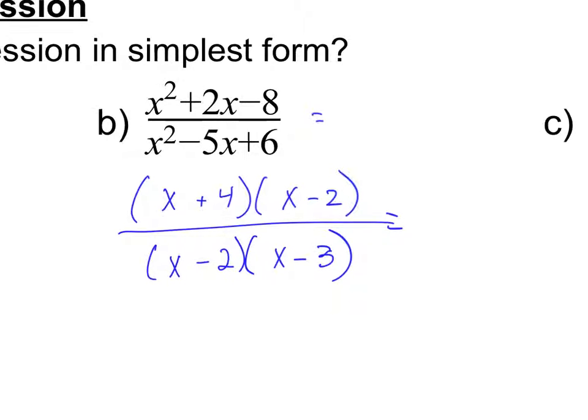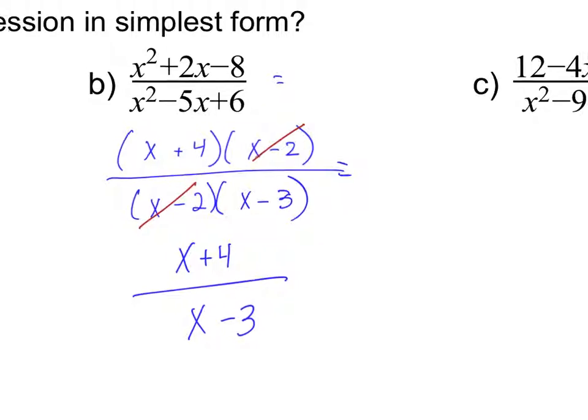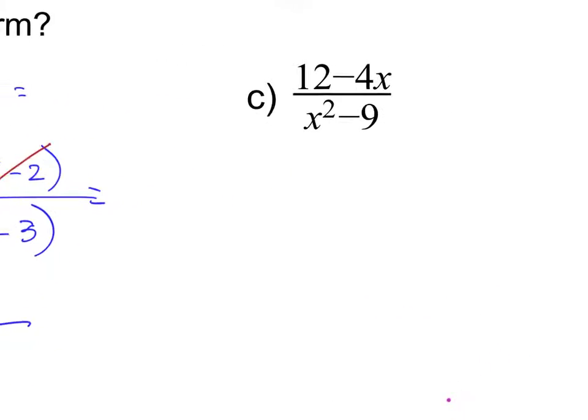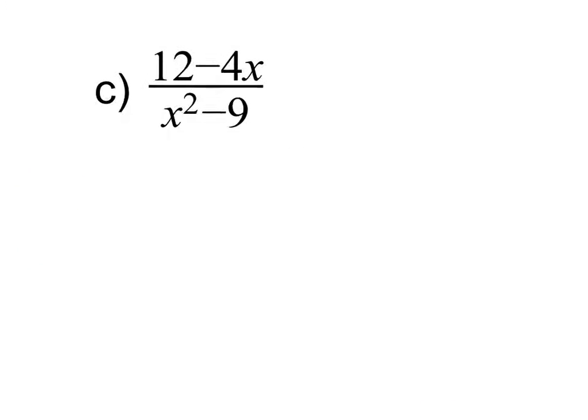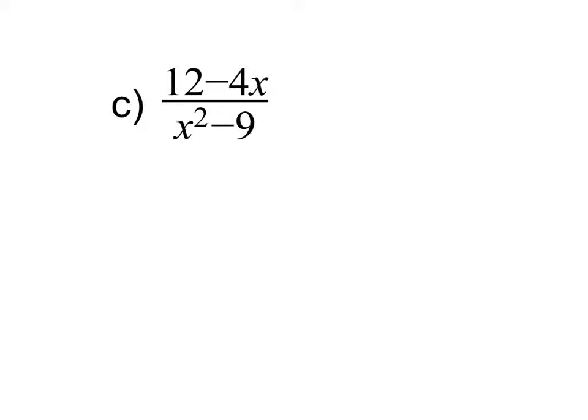And again, we're going to eliminate those common factors. So x minus 2 divided by x minus 2 is going to be 1. So my new simplest form of this expression is simply x plus 4 over x minus 3. There we go, we have simplified that expression. And coming over to this next expression, we can do some factoring here. Hopefully you can see there's a greatest common factor in our numerator.